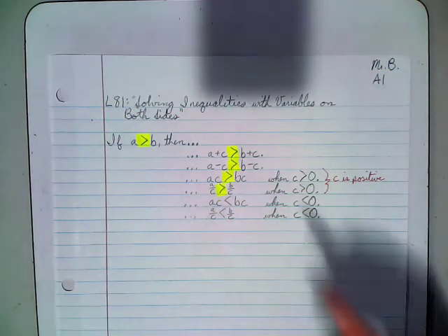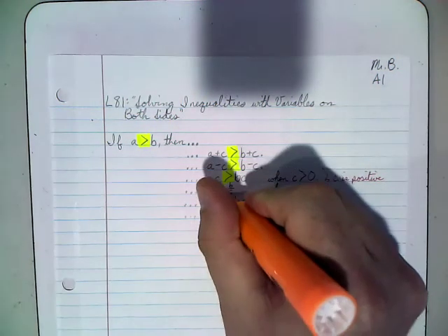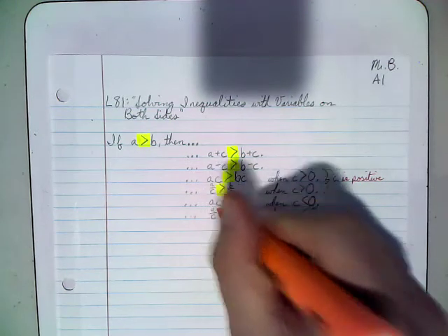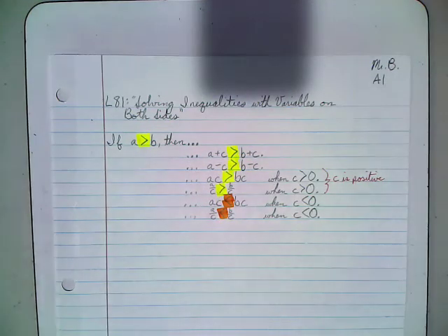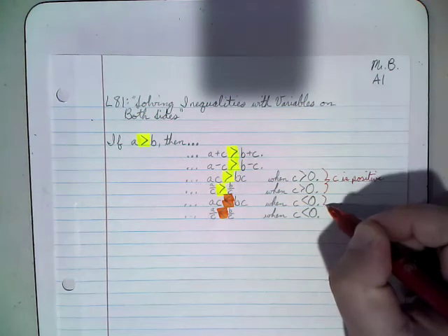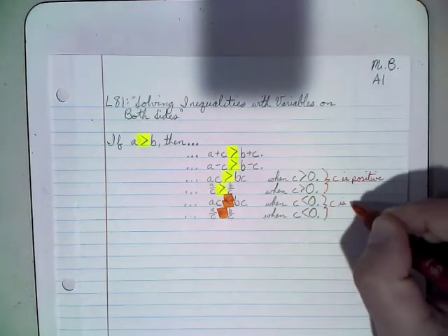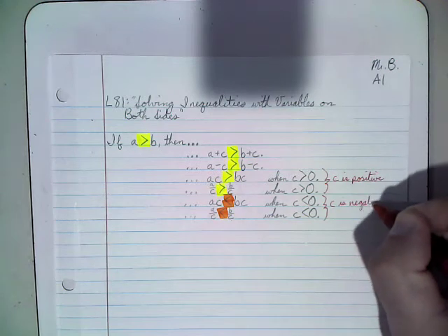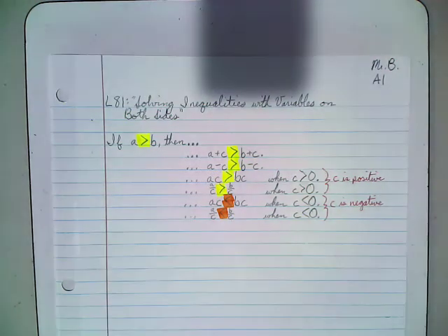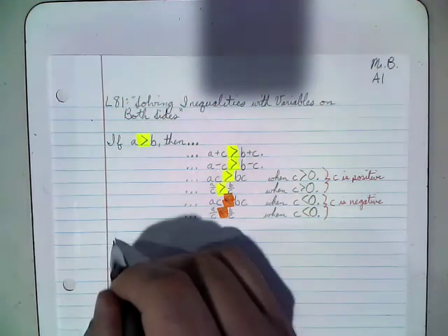However, if that something we are multiplying or dividing by, that C, is less than 0, in other words, C is negative, then the inequality symbol will flip on us. So we have to keep that in mind as we're doing anything with inequalities. So with that out of the way, let's go ahead and take a look at our first example together.